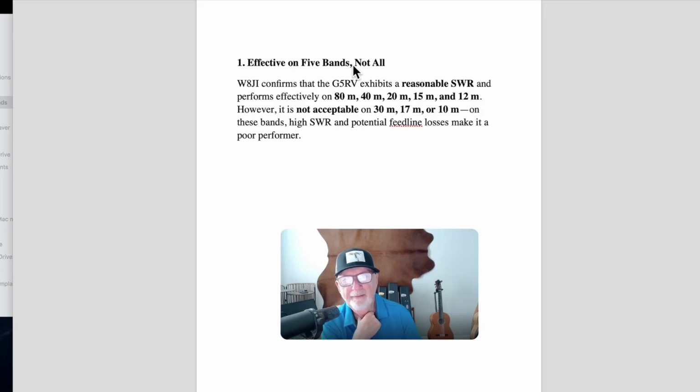Okay, well, what do some other experts have to say about the G5RV? Tom Rausch, W8JI, is a highly respected antenna engineer. Effective on five bands, not all. W8JI confirms the G5RV exhibits a reasonable SWR and performs effectively in 80 meters, 40 meters, 20, 15, and 12 meters. However, it is not acceptable on 30, 17, or 10 meters. On these bands, high SWR and potential feed line losses make it a poor performer.